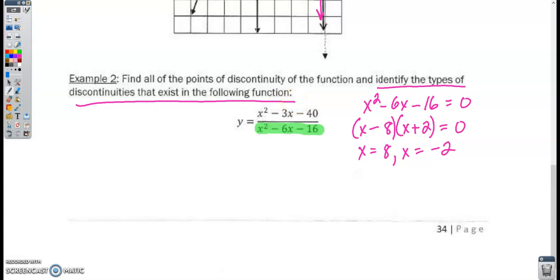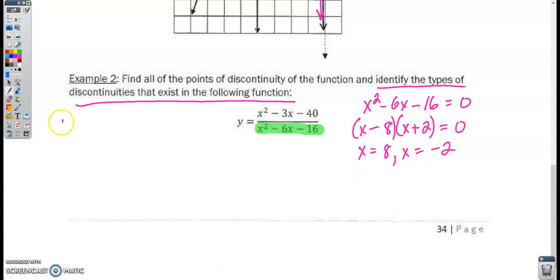In order to identify the types of discontinuities that exist, we're going to use the limit characteristics that we talked about with all of these. For instance, if the limit exists, but it's different from the function value, then we have a removable discontinuity. If the limit exists from the left and from the right, but those values are different, then we have a jump discontinuity. If the limit approaches infinity from one side or the other, then we have an infinite discontinuity.